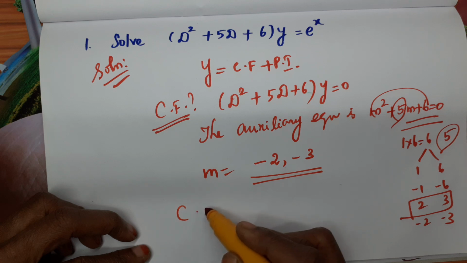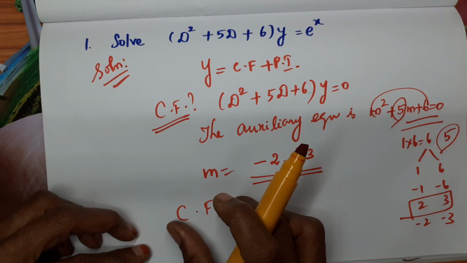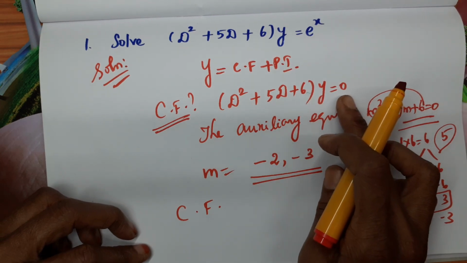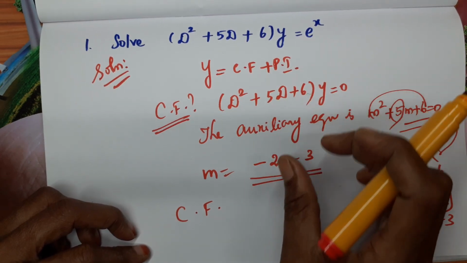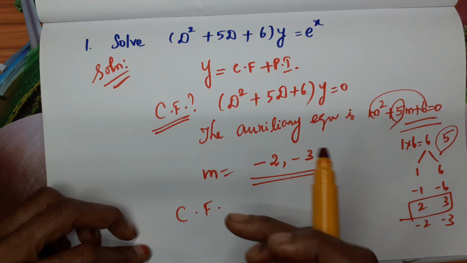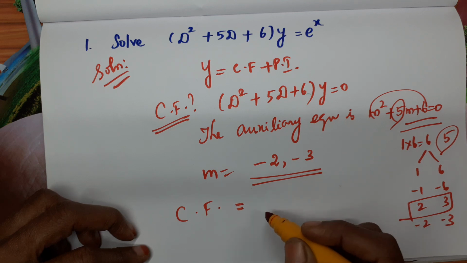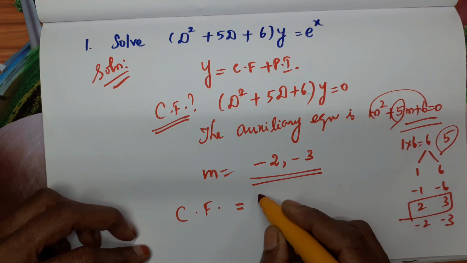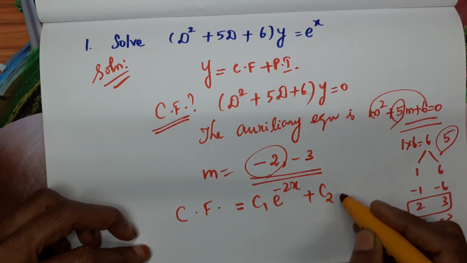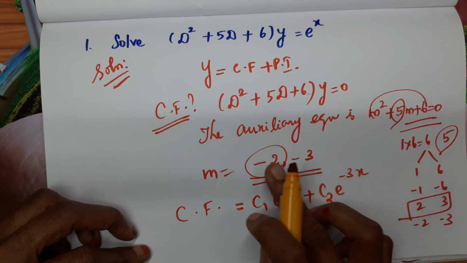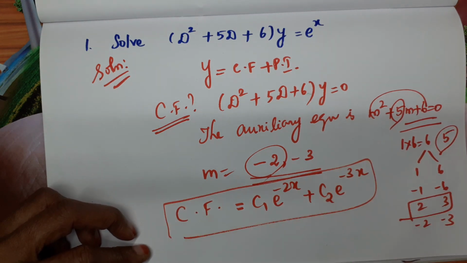Then how do we write the CF? In my previous video I said that it is the final solution, since there the right side value is 0. But here the right side has the function e^x, so don't write it as the final solution. We have to call it the complementary function. So the complementary function is, what's the format we saw there? C1 e^(minus 2x) plus C2 e^(minus 3x), since both roots are distinct. So this is my CF.